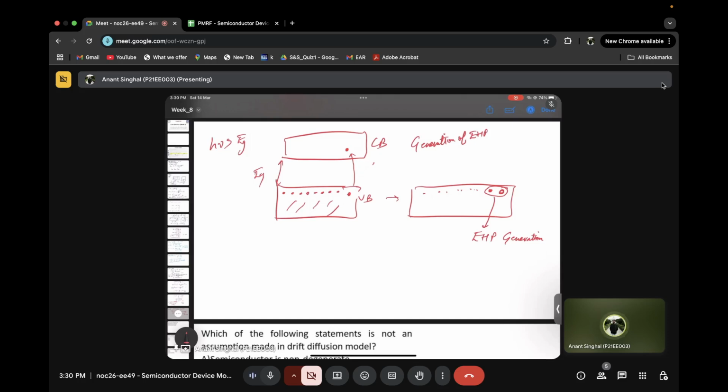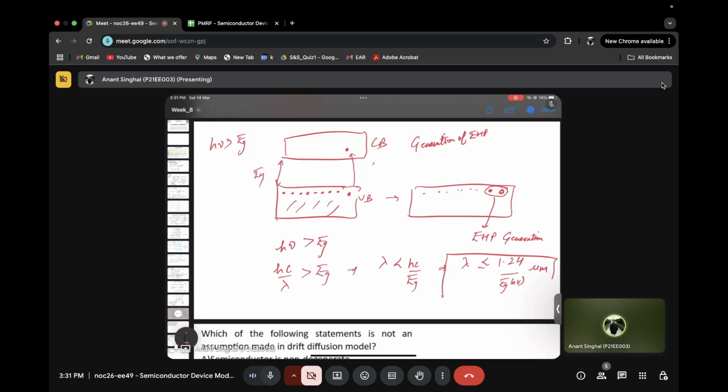And similarly, what will happen? If I am applying energy which is greater than that of band gap, and we know this is nothing but hc by lambda, so if I try to get the wavelength, your wavelength should be less than hc by Eg. And if I put in these constants, your wavelength comes out to be less than 1.24 by Eg, with Eg in electron volts and wavelength in micrometers.